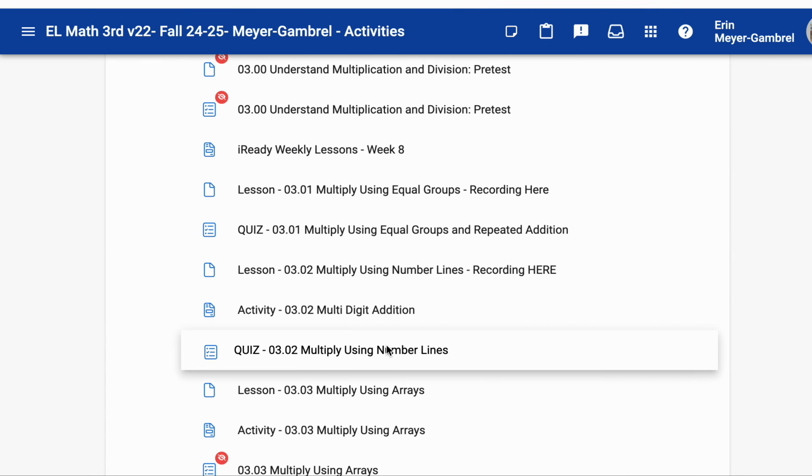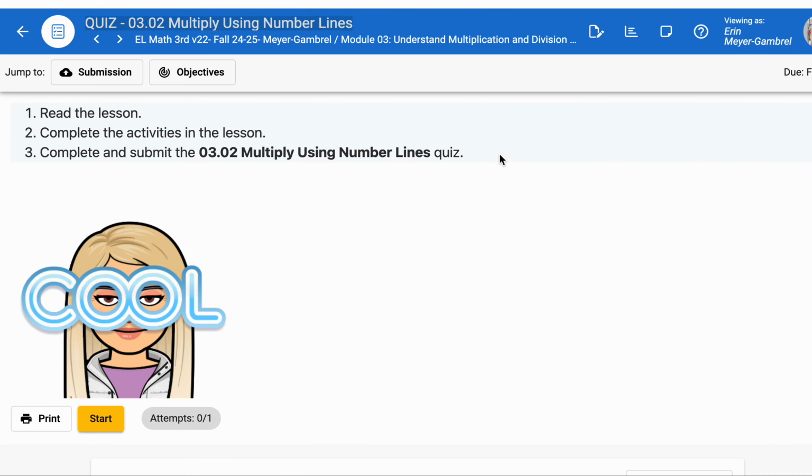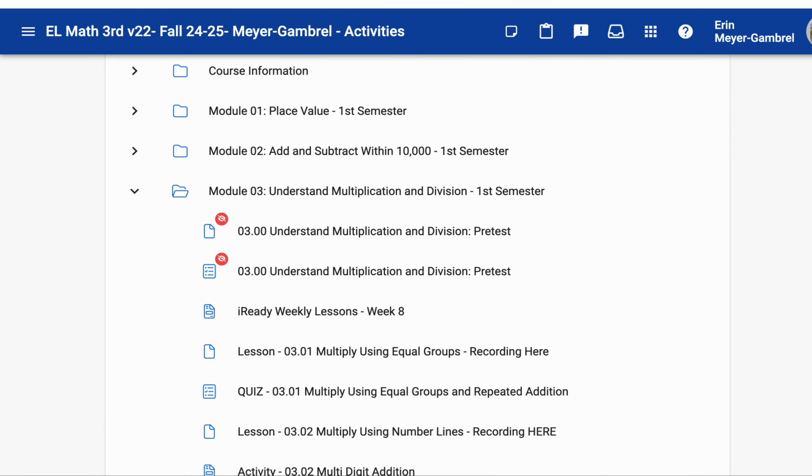Then you're going to do the quiz on multiplying with a number line. Your quiz only has about 5 questions in it, so make sure you're taking your time. You're doing your personal best. You got this, 3rd grade. Can't wait to see you soon.